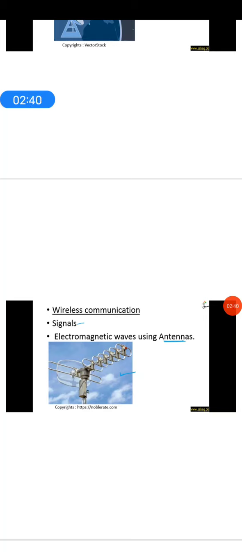So, what does it actually do? It converts electrical energy into electromagnetic energy and electromagnetic energy into electrical energy. Whenever we are transmitting our signal, we are converting electrical energy into electromagnetic energy, and whenever we are receiving the signal, the antenna converts the electromagnetic energy into electrical energy.